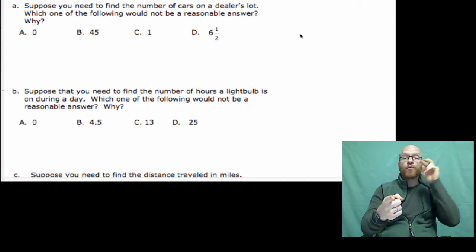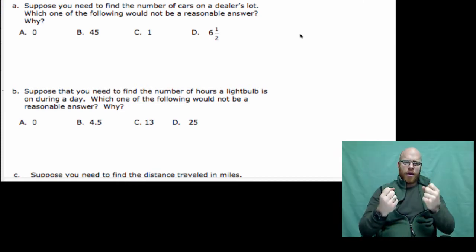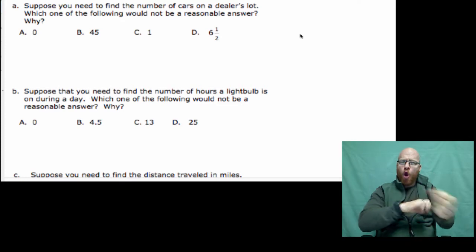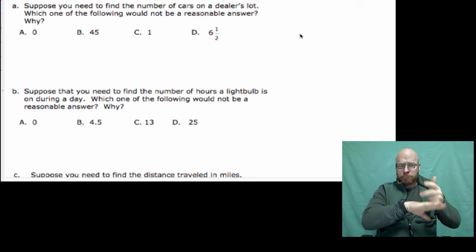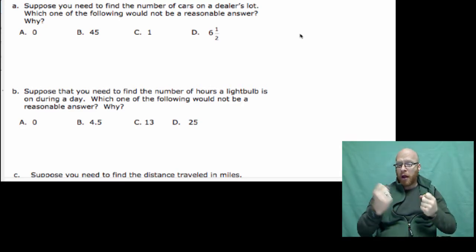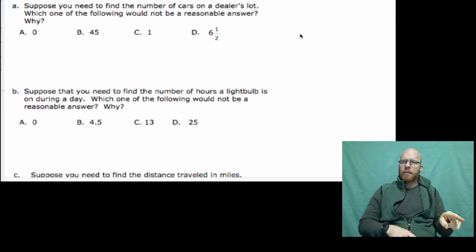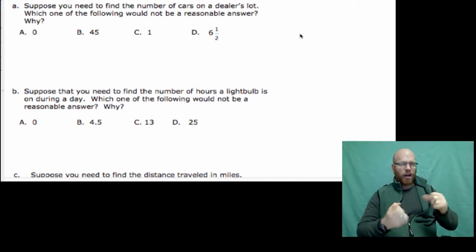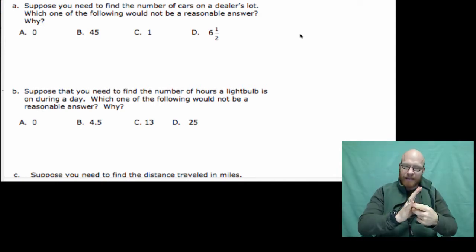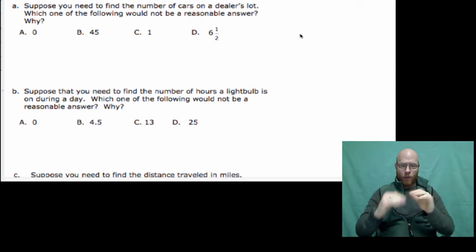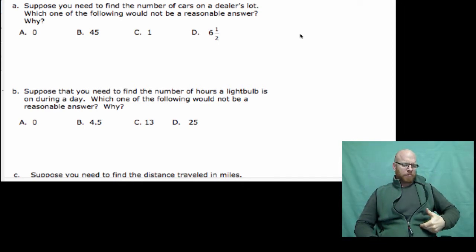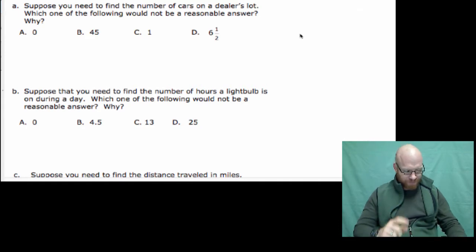But if we look at it together, let's look at letter A, 0 cars. It's possible the car dealership sold all their cars and they have 0 cars left. That's a possible answer. 45 cars, that's for sure possible. Could they have 1 car left that's been there for a while? Yeah. Now look at D, 6.5 cars. I don't think so. It would be impossible to sell half of a car. D is what we call a not reasonable answer. If you had this problem and found 6.5 for the number of cars, you should have a gut feeling that this possibly isn't the right answer.